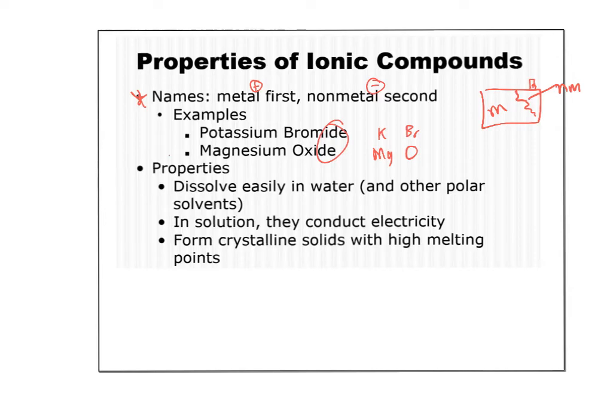Some properties that you need to know, some behaviors of ionic compounds. They will dissolve easily in water and other polar solvents. Really, mostly we care about water. So I put something like potassium bromide in water, it will dissolve. In solution, so when they are dissolved, it conducts electricity. And when they're at room temperature, they're usually crystal solids and they have high melting points. It takes a lot of energy to get them to melt.